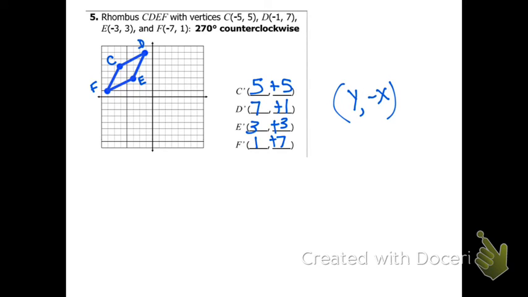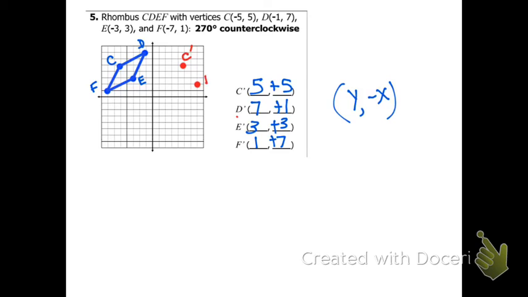And now I'm going to graph my resulting image, and I should expect it to end up where if it's 270? It should be 3 quadrants away from this. So it should go 1 quadrant, 2 quadrants, 3 quadrants. It should end up over here, okay? I find it takes me the longest just to plot these points. Okay, so C prime is 5, 5.